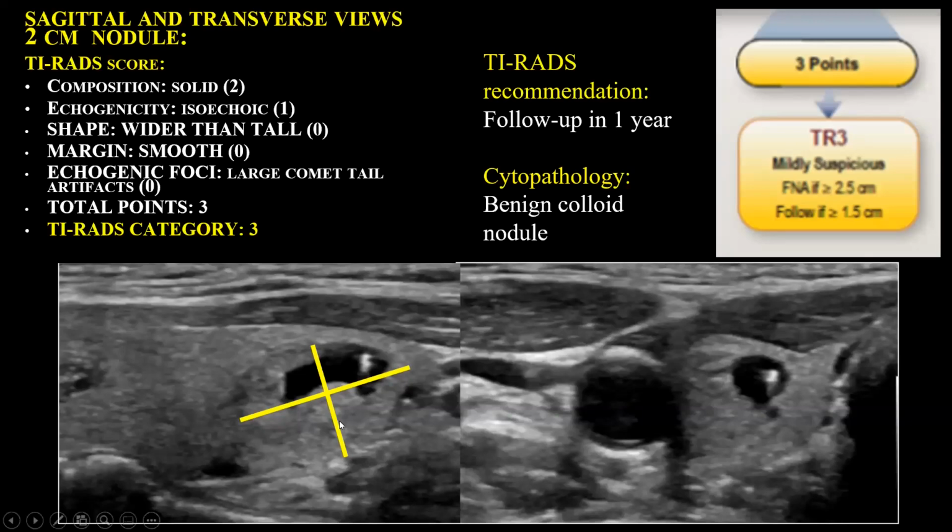We're going to just look at the soft tissue component compared to the adjacent thyroid tissue. We see that it's isoechoic, so it gets 1 point. And it does have one large comet tail artifact, and this one is going to give you 0 points also, similar to no calcifications. We got 2 plus 1 is 3. That gives us a TI-RADS 3. Because it's a 2 centimeter nodule, we're going to follow it by TI-RADS guidelines in 1 year. This one happened to be FNA'd and ended up being a benign colloid nodule. But the correct way of doing this, if you see this in practice, is to recommend a 1 year follow-up.